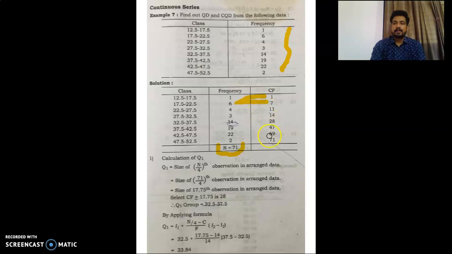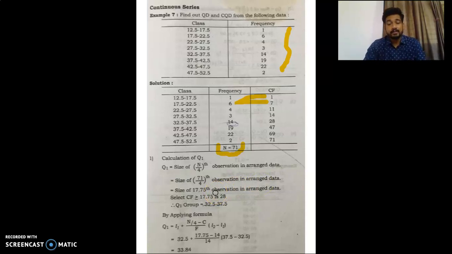We have already done the total here, so there is no need to waste your time. The last entry of this column is the total of the frequencies. Now we move to the exact solution. First we have to calculate Q1. Q1 equals the size of the N divided by 4th observation in arranged data. The value of N is 71, so 71 divided by 4 is the size of the 17.75th observation in arranged data.